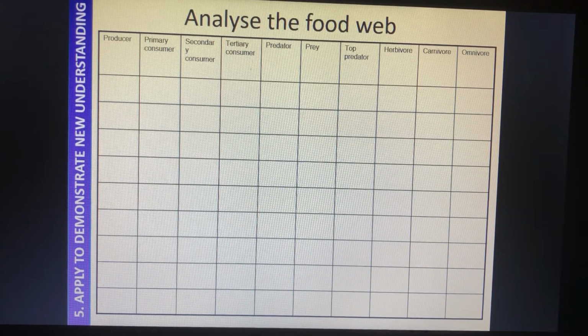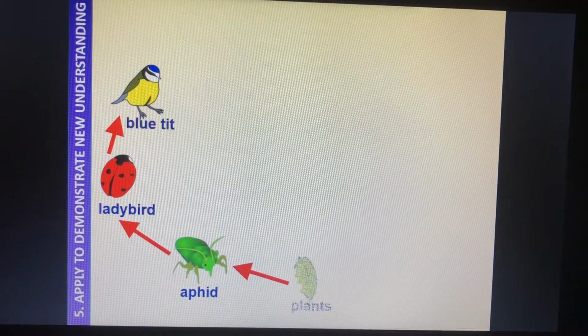Okay, so we're going to create this table, and then we're going to have a look at that food web, and you will need to identify all of the predators, all of the herbivores. Okay, so we'll create that table now. You'll need to pause this to create that table. Pause now. Okay, hopefully you've got your table created in your book. And let's take a look at our food web.